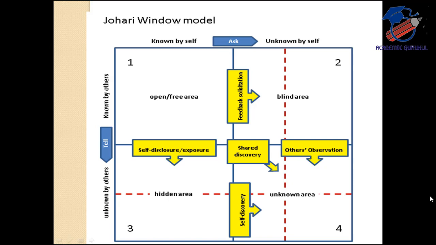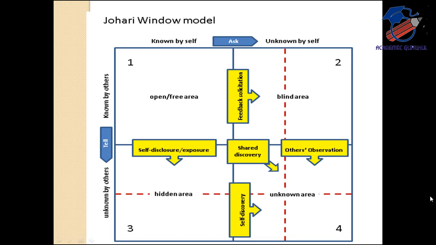By shared discovery, we can push this open area into unknown area. Shared discovery, others will observe me, मुझे लोग ऑब्जर्व करेंगे, मैं खुद अपने आप को with the help of counselor, with the help of self introspection, I can discover myself, and this particular unknown area can be reduced. So self-disclosure, feedback, shared discovery, others' observation, these are the methods to increase this open area.